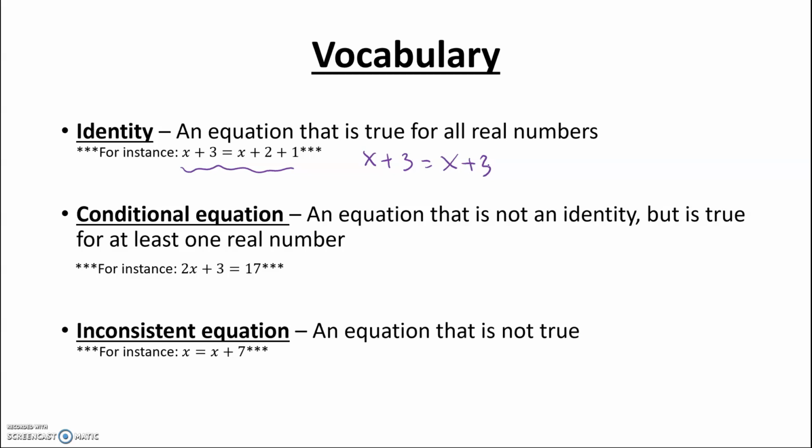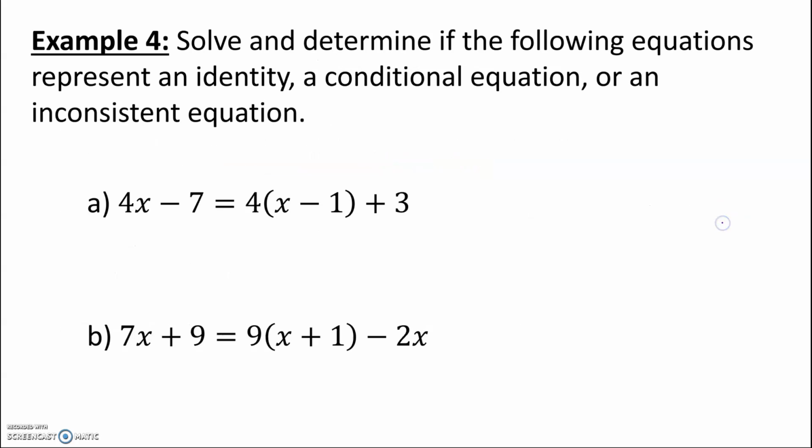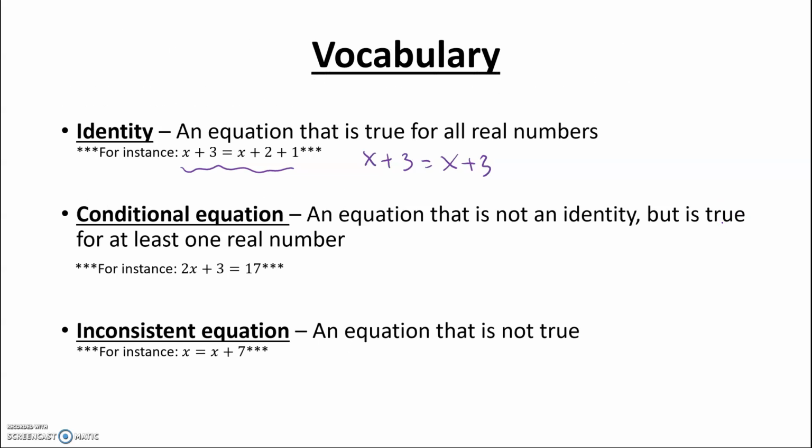When is that going to happen? Always. So that's an identity. You can plug in whatever value for x. x is actually going to be all real numbers. Every number will be plugged in there.